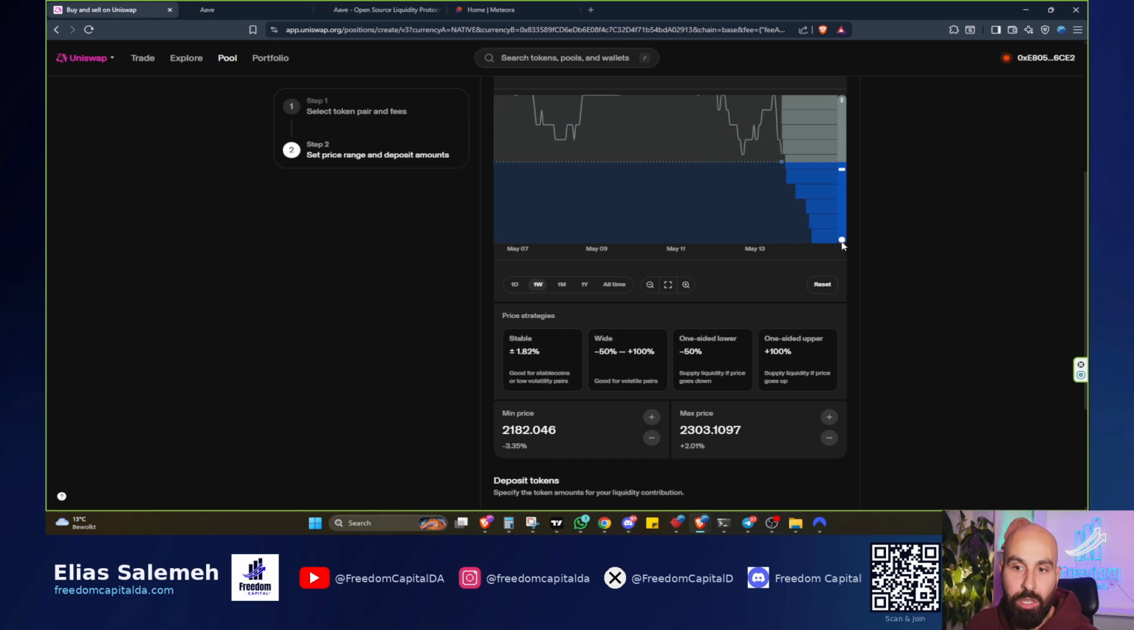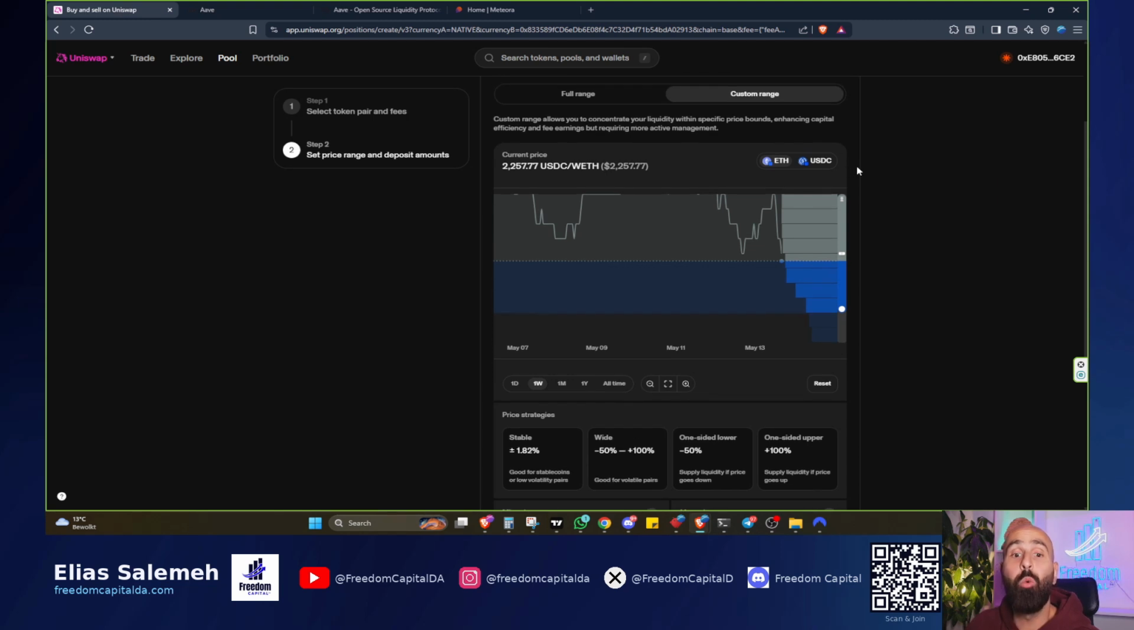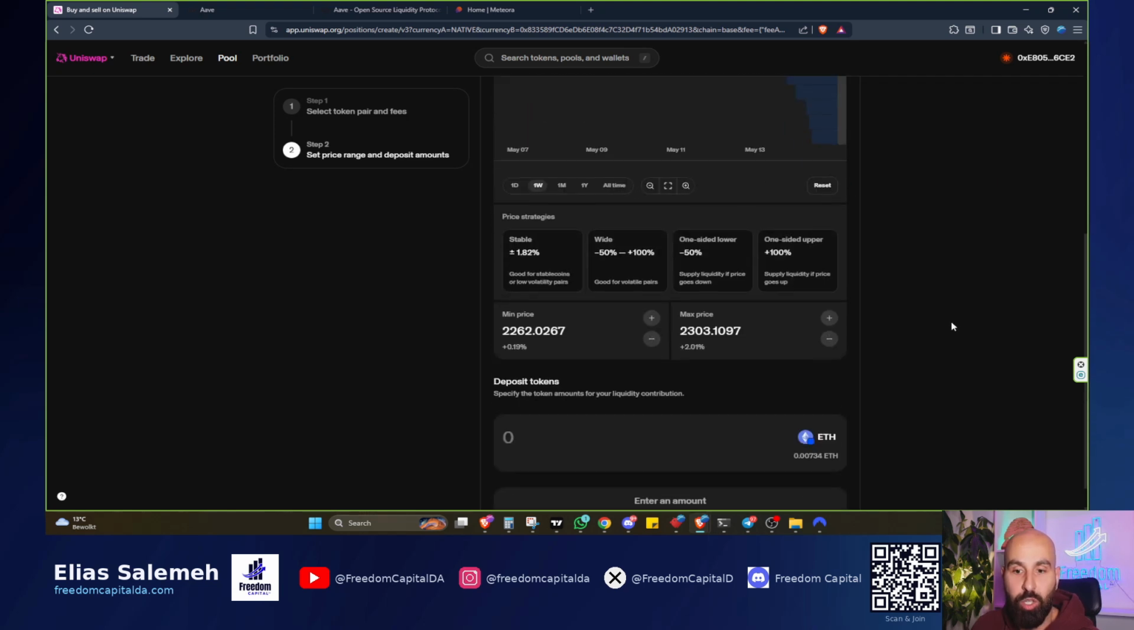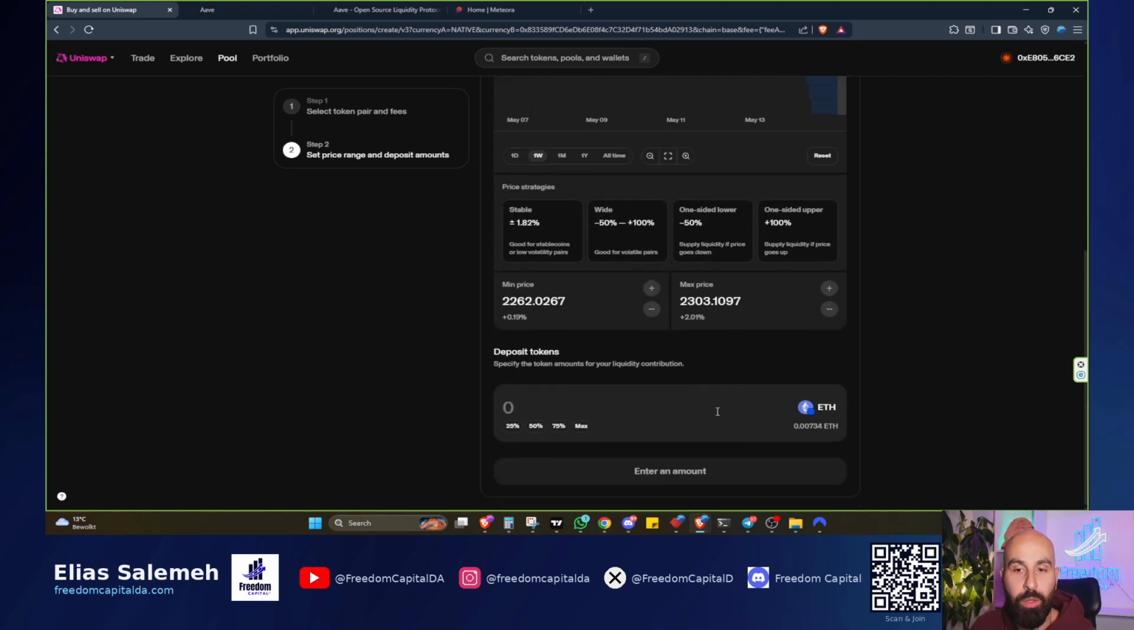So I can expand it to the downside, I can expand it to the upside. I can also provide one-sided liquidity. Instead of providing Ethereum and USDC into the pool, I can only provide Ethereum. So here, if I deploy liquidity here, I'm only providing Ethereum. If I scroll down, you can clearly see I can only deploy Ethereum.